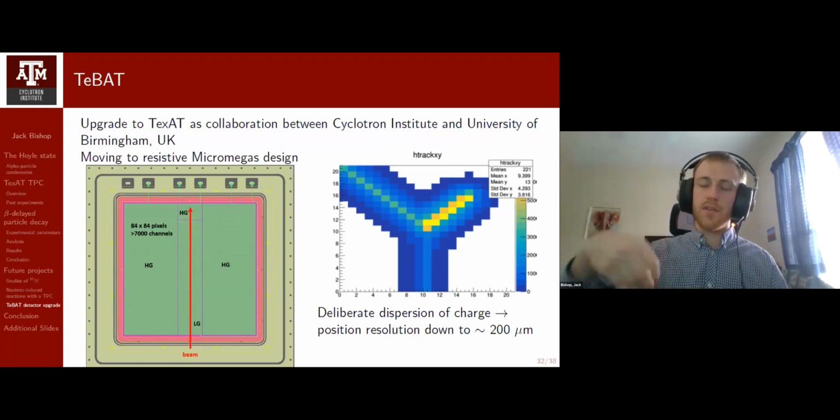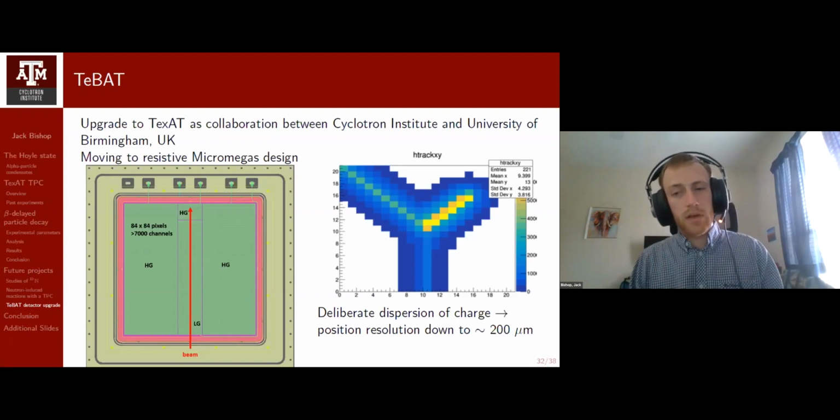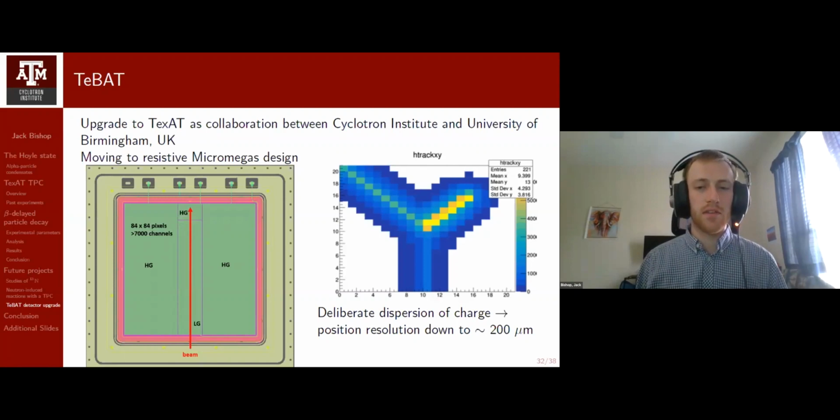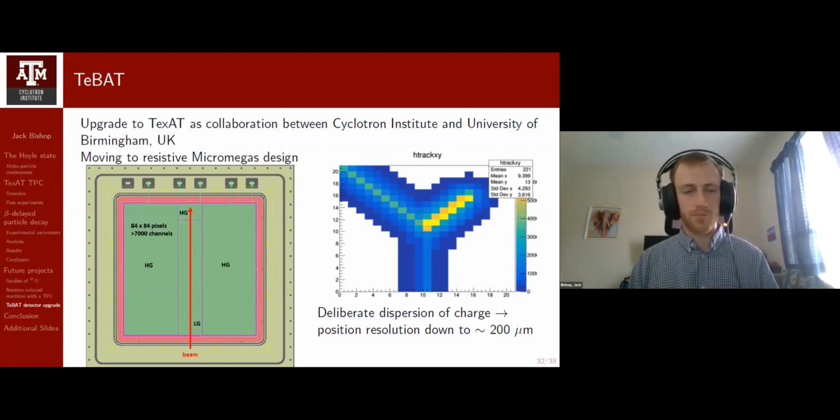And as the charge arrives from the tracks, it deliberately disperses these charges, so it spreads across many, many pads. The real advantage of doing this is that by understanding exactly how these charges dissipate across many pads, we can get a position resolution that's many, many times smaller than the size of the pad itself. And we expect position resolutions down to around 200 micron. So when we're looking at thick target inverse kinematics techniques, this is very important indeed, as this is part of the driving factor towards our overall resolution for excitation energy.